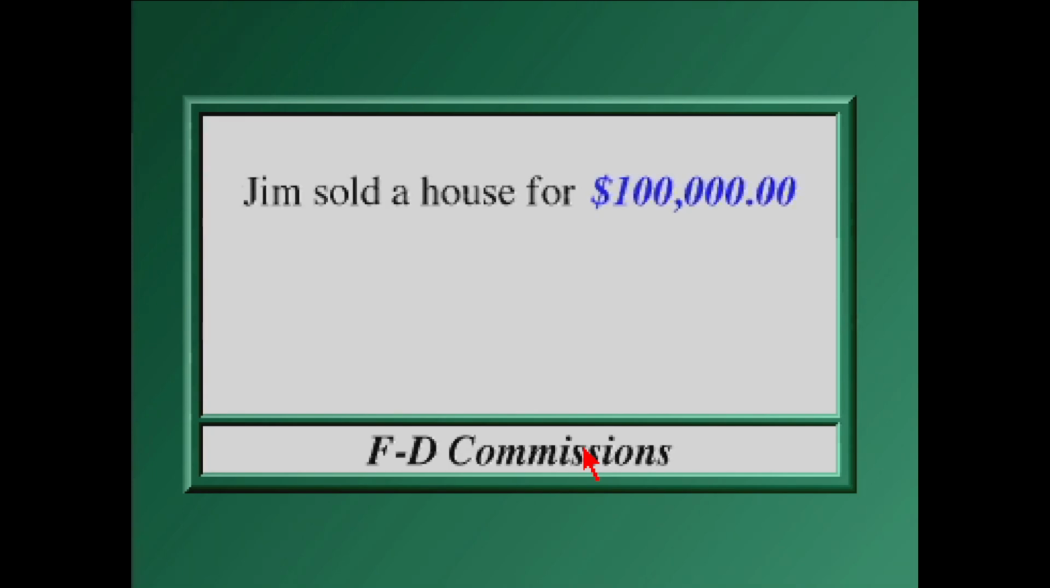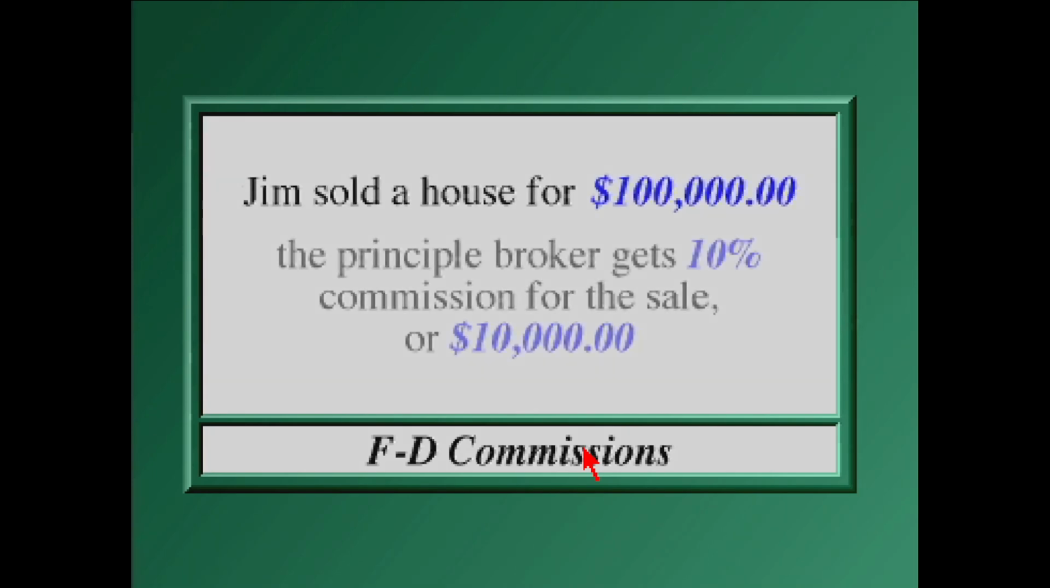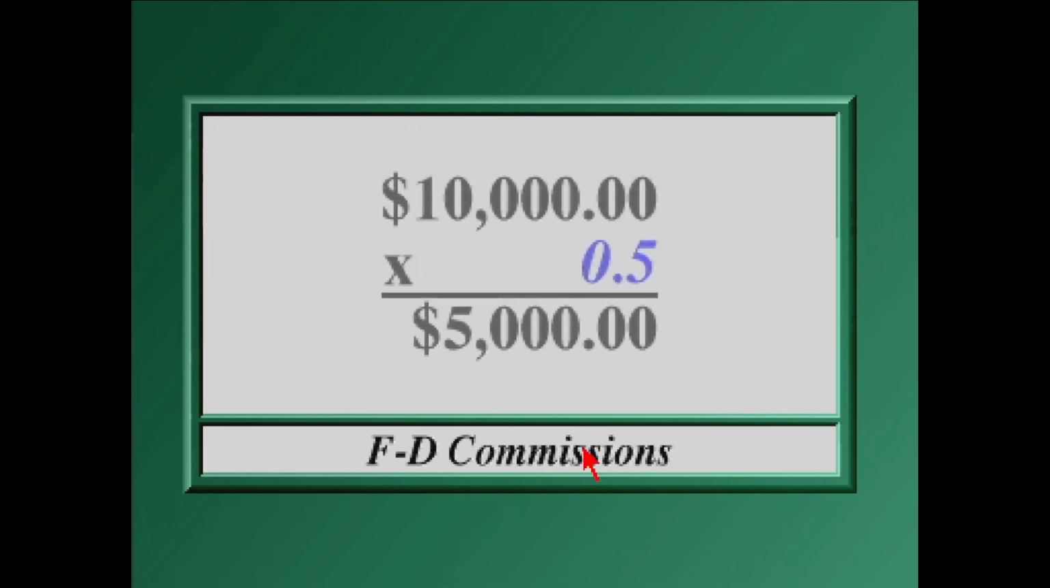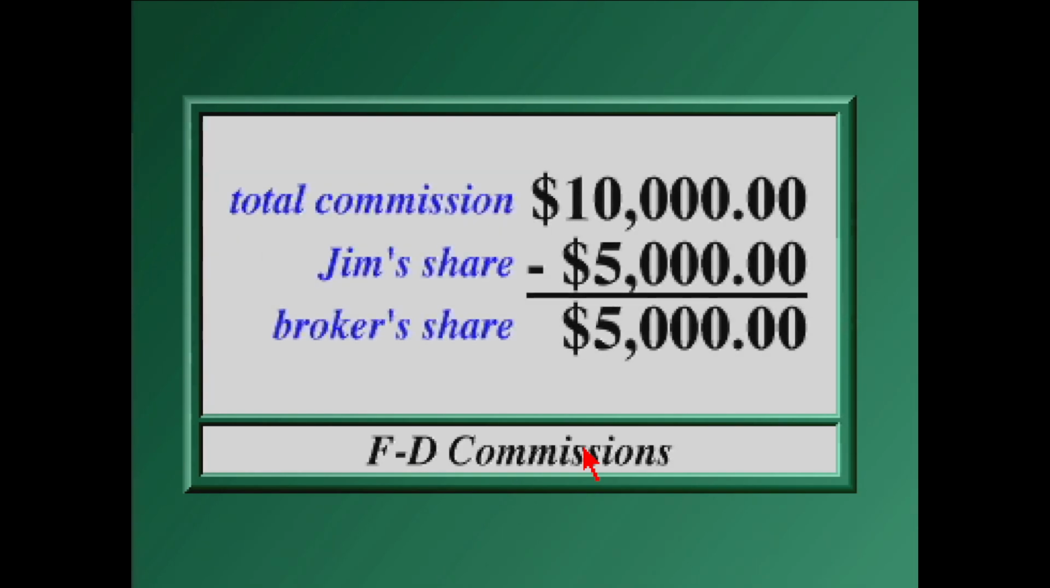Jim sold a house for $100,000. The principal broker gets 10% commission from the sale, or $10,000. Jim's portion of the commission is 1/2 the full commission. He converts 1/2 into a decimal by dividing the denominator 2 into the numerator 1. 0.5 results. To find the amount of commission, Jim multiplies 0.5 times $10,000. Jim's portion of the commission is $5,000. We can say that the principal broker splits the commission with Jim.